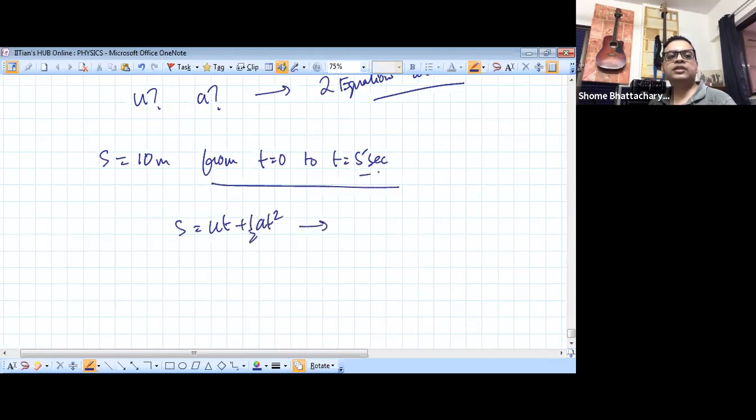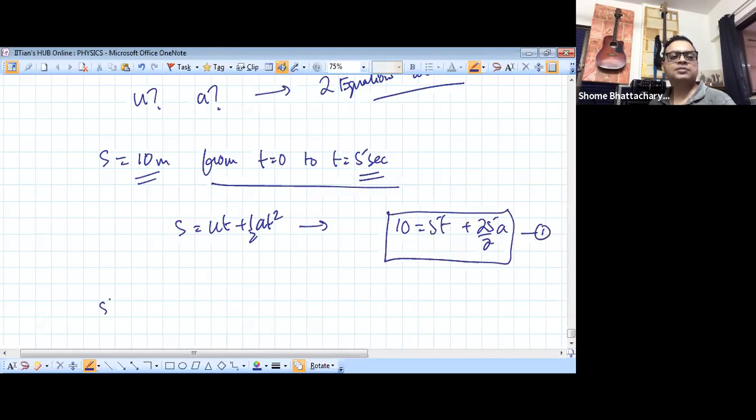इसमें टाइम को क्या सब्स्टिट्यूट करेंगे 5 सेकंड्स और डिस्प्लेसमेंट को क्या सब्स्टिट्यूट करेंगे 10 मीटर्स. Okay, so 10 is equal to 5u plus 25 by 2a. So this is becoming my equation 1. Okay. Now the displacement is again 10 meters, but from t equal to not 0, rather t equal to 5 seconds to t equal to 8 seconds. In this interval of time, it's 10 meters.